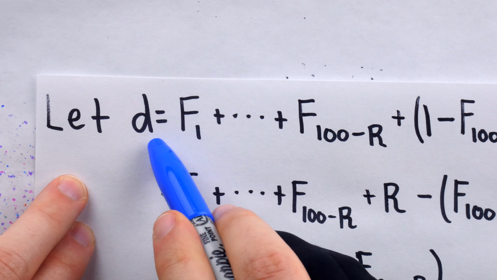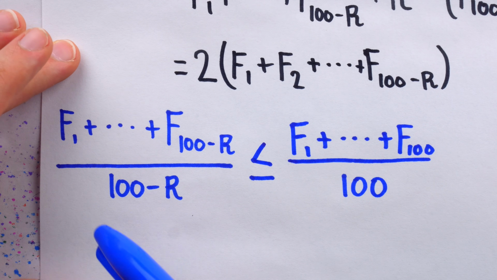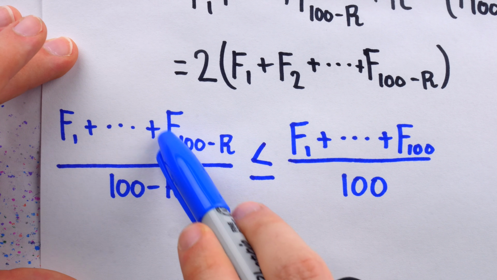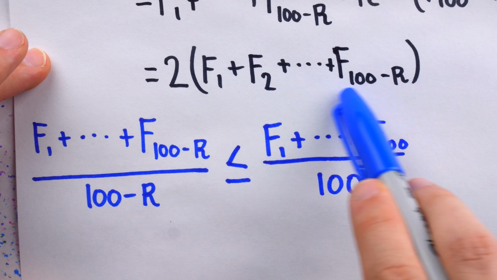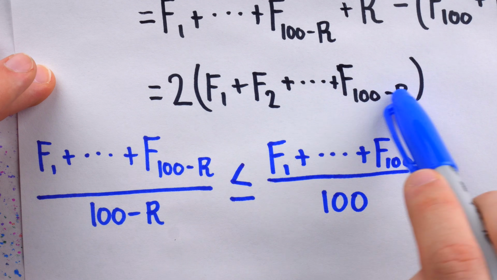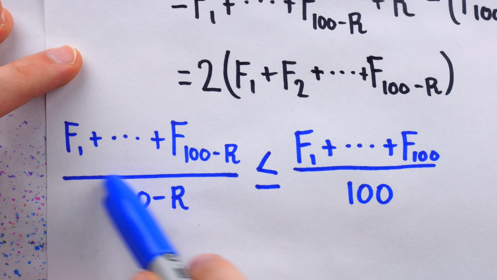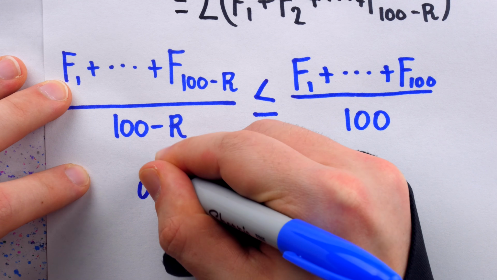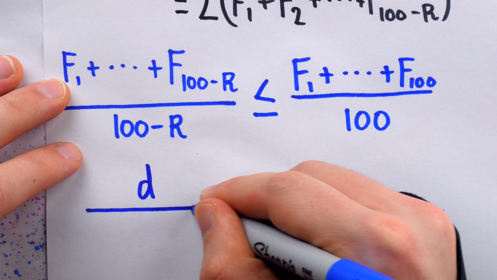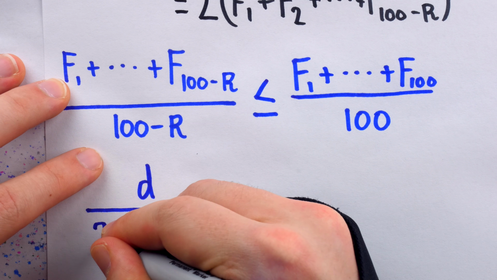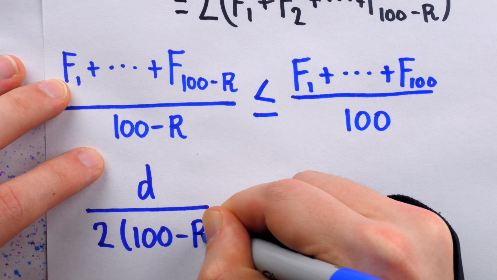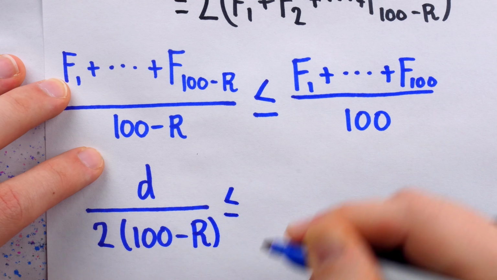Of course, we need to get our D involved. How do we do that? Well, look at this numerator, F1 plus all the way up through F100 minus R, that's this. D is 2 times that. This is 1 copy of that, hence this is half of D. We could thus rewrite the left side of the inequality as 1/2 D, or D over 2, also with 100 minus R still in that denominator, and this is less than or equal to the right side.